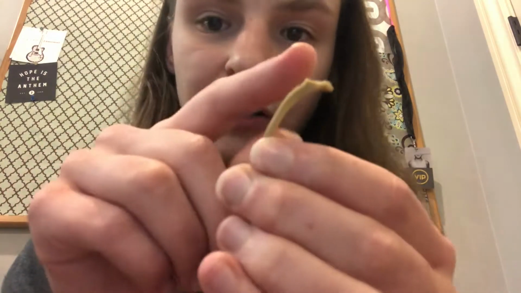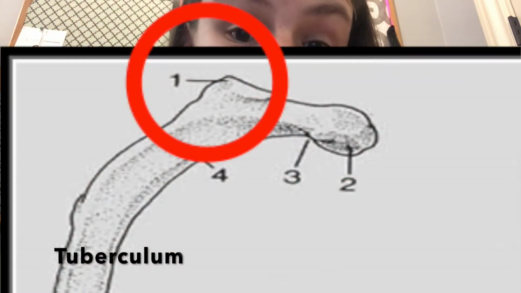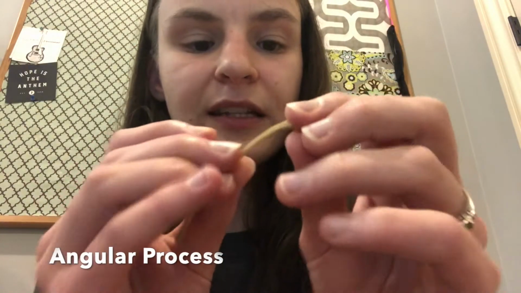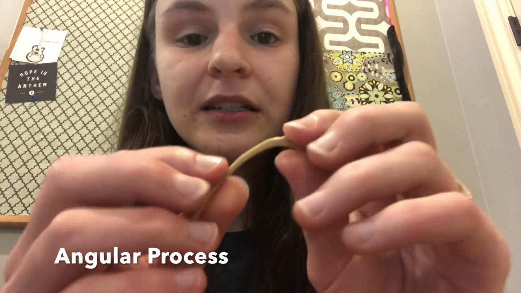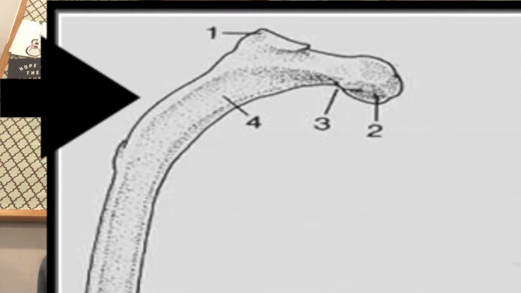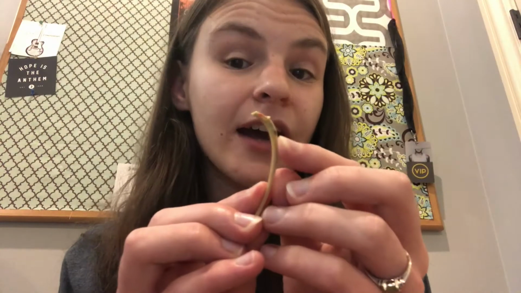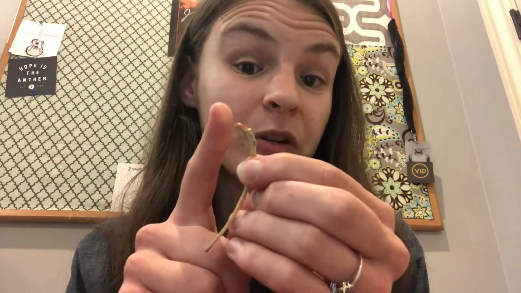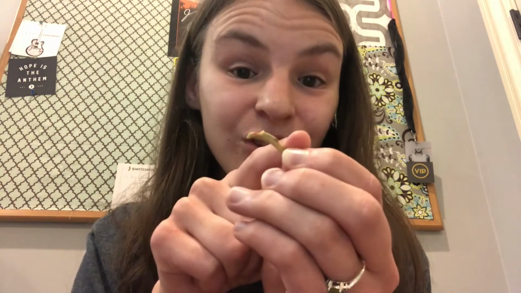Now, if you want to get a little bit more advanced, there are some other parts. Here is called the tuberculum. Then you have the angular process. Now, this is going to be hard for me to show you, but if you look along the bone, there's a little bit of a process or a projection right along the back of the bone, opposite the side of the capitulum, and that is your angular process.